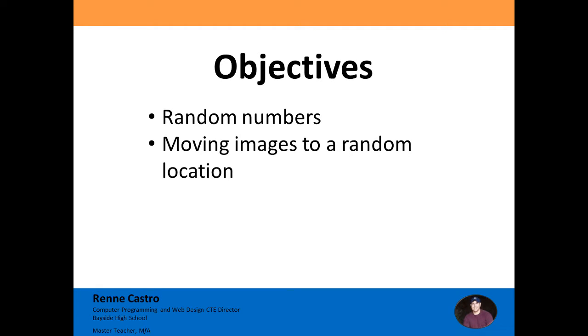In this lesson, we're going to explore the use of random numbers to add some unpredictability to our game. Specifically, we're going to move the images around when certain collisions happen. So let's get to it.